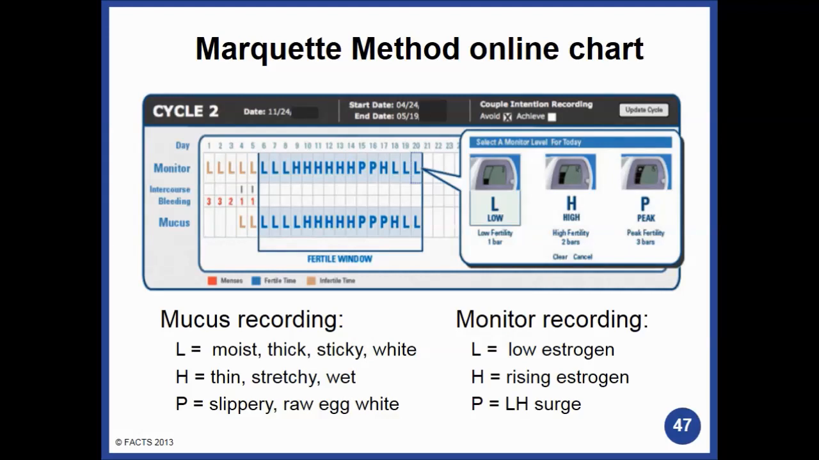This is an example of a Marquette model chart that's available online. Both the mucus recordings have a corollary with the monitor recordings: low, high, and peak. High fertility begins when the monitor detects rising estrogen metabolites in the urine and the mucus is also becoming thin and watery. Peak fertility is noted when the monitor detects the LH surge and shows 3 bars to the patient, and when the mucus has a much more slippery, raw egg white quality. And then the fertility window closes when the monitor changes to low and the mucus resolves.